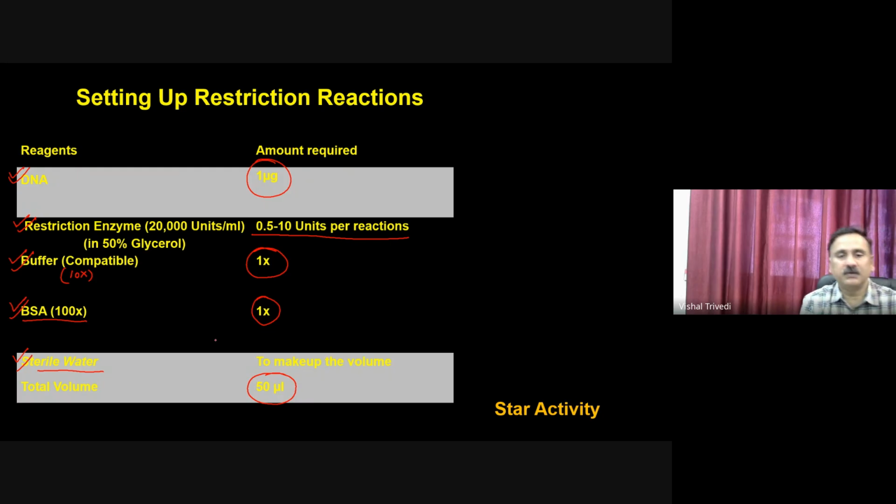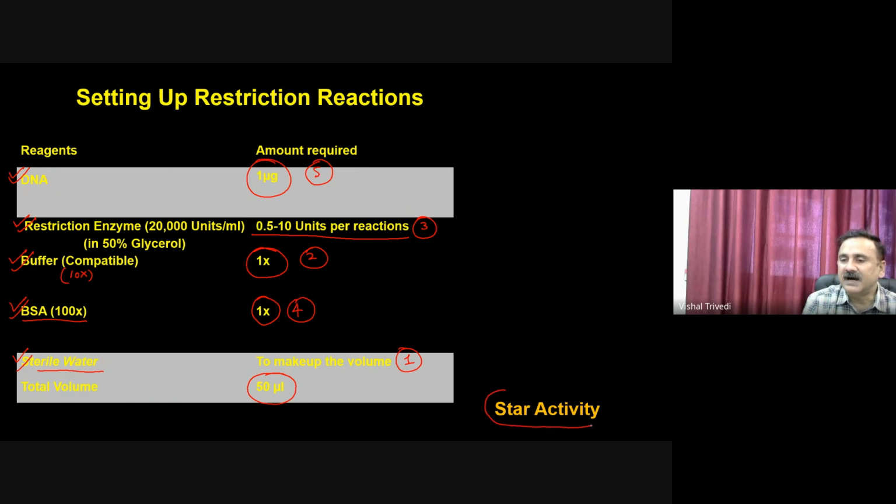In this one also, you are going to set up the reaction in a particular sequence. So for example, you are going to take the water first, right? Then you are going to add the buffer. Then you are going to add the restriction enzymes. Then you are going to add the BSA. And then at the end, you are going to add the DNA. And then you will incubate this at 37 degrees Celsius for the desired time, and then it is going to give you the digestion.